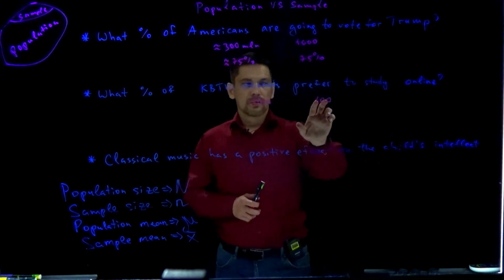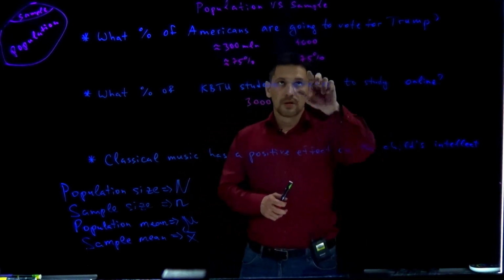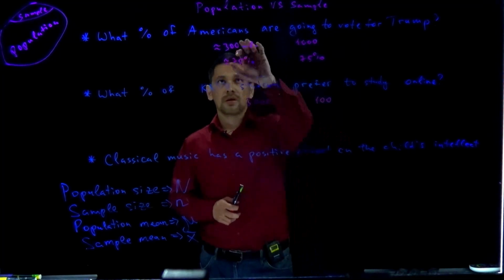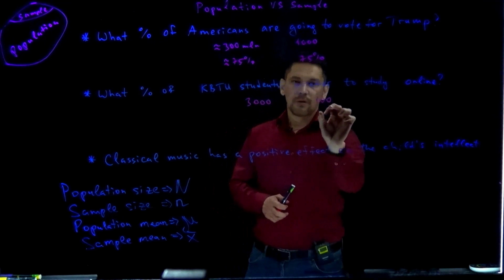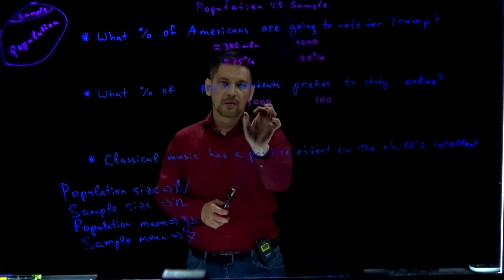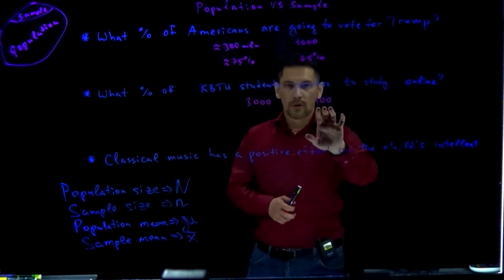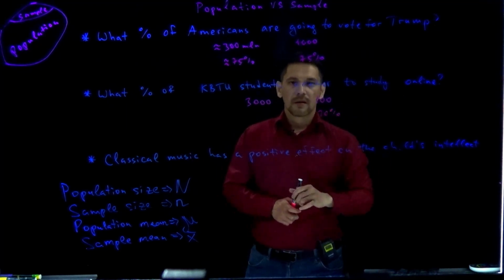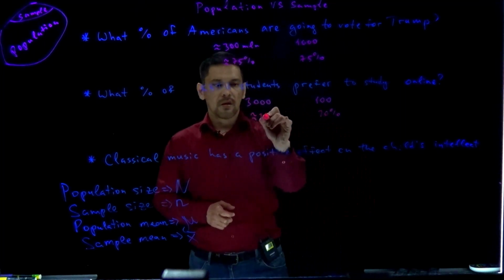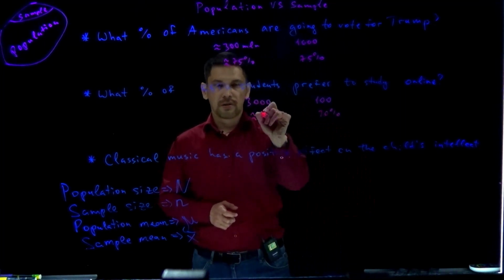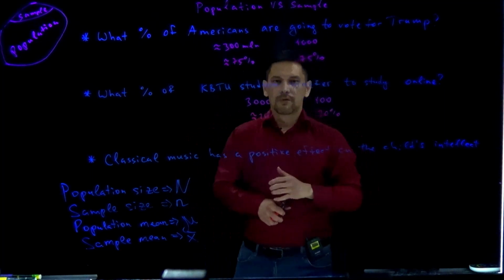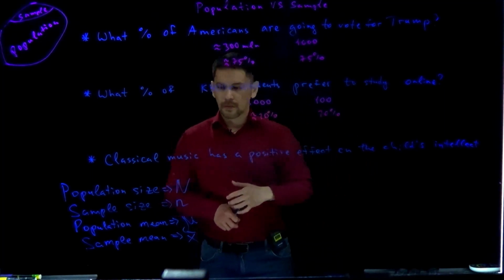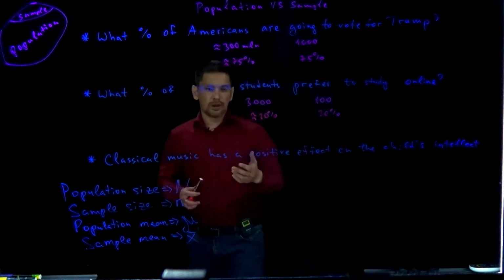In this context, this group of 100 KBTU students is a sample, whereas all the KBTU students, I mean all the 3,000 students going to KBTU, is the population. So based on this small sample, I'm going to make a conclusion about the whole population. Let's say if out of the 100 students surveyed, 20% say they prefer to study online, then I'm going to assume that approximately 20% of all the KBTU students, of all the 3,000 students going to KBTU, prefer to study online. Based on my sample, again, I'm making a conclusion about the whole population. Let me give you one more example.